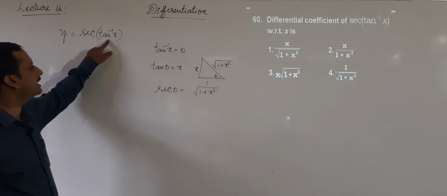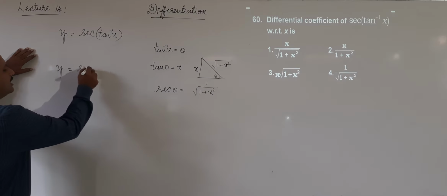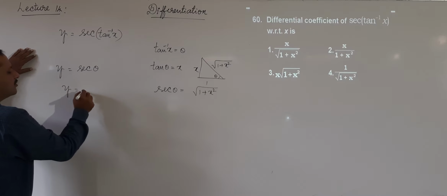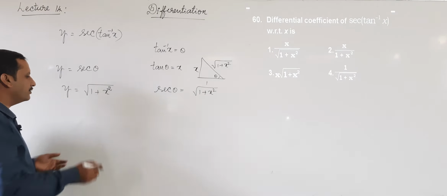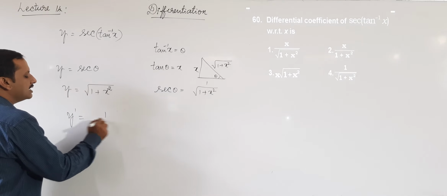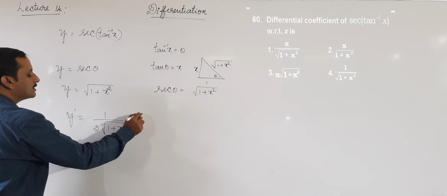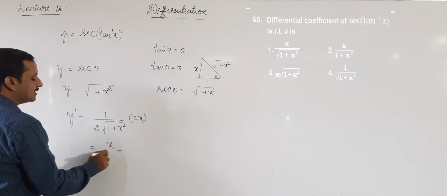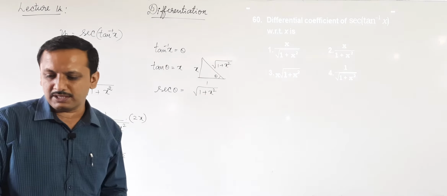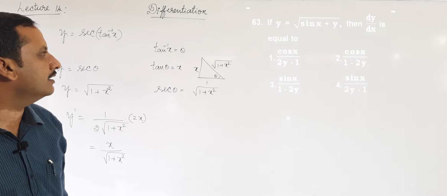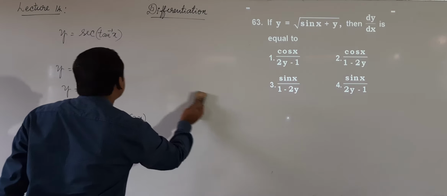Given problem is secant theta. I have taken tan inverse x as theta. So, from this I can write y is equal to secant theta, that means y is equal to root of 1 plus x square. Now, the problem is just to differentiate this, that is all. Derivative of this is 1 by 2 root of 1 plus x square into 2x. 2 gets cancelled. So, the answer is x divided by root of 1 plus x square, which is the first option.